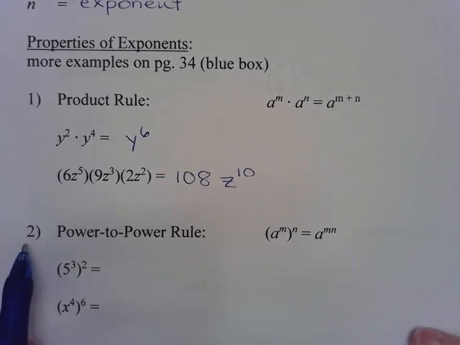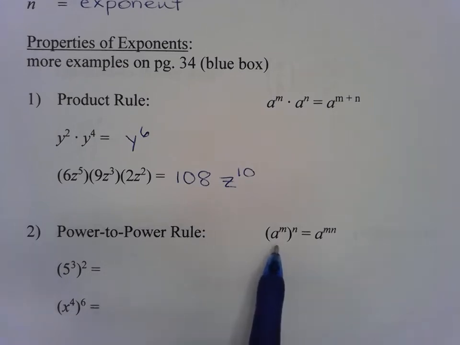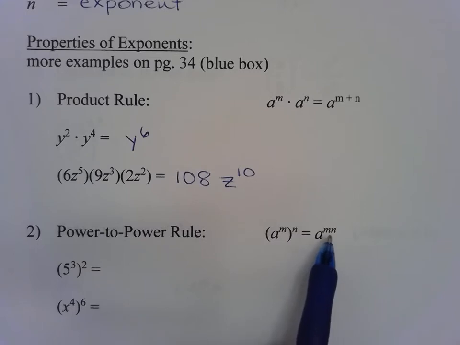The second property is called the power to a power rule. So I have sort of layered some exponents. So I have a to the m raised to another exponent n. So this is, again, like having multiple stacks of a to the m. And so I could add m plus m plus m plus m, but usually instead of adding over and over again, I multiply to make it shorter. So that's why I'm still counting them up. But I'm using multiplication because I have them in equal groups.